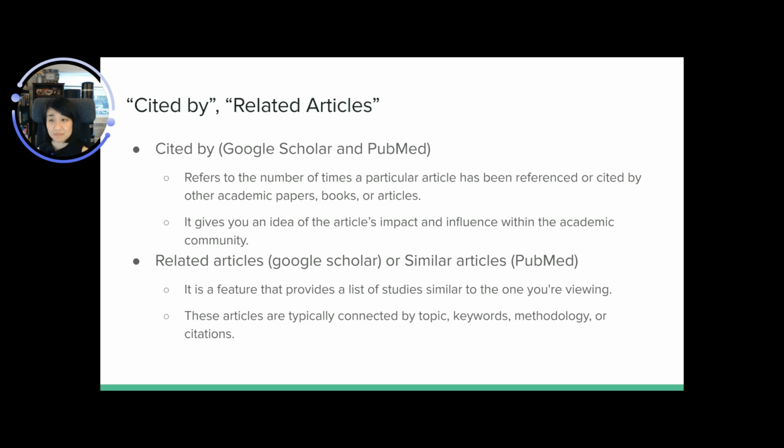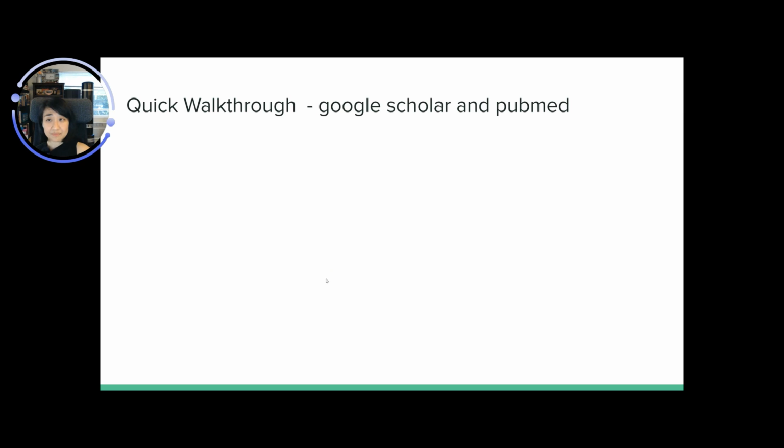Then the next concept is related articles, or similar articles. This is a feature that provides a list of studies that are similar to the ones you're viewing. These articles are typically connected by topic, keywords, methodology, or even citations. All right, now I'm going to walk through how it looks in terms of key search terms, Boolean operators, and also cited by through Google Scholar and PubMed.